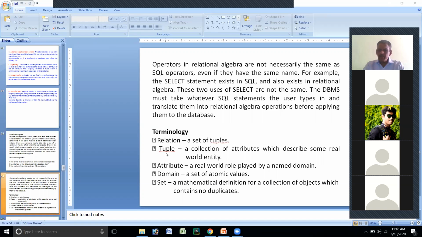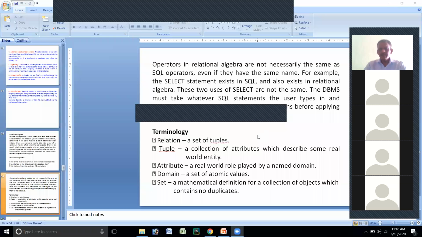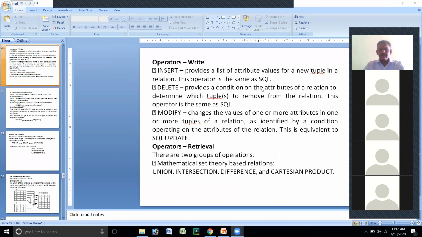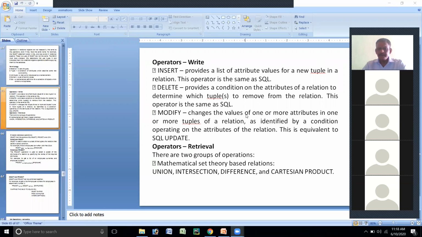Then tuple, a collection of attributes which describes some real world entity. Then next, we move on to relation. A set of tuples is called a relation. Then we'll start learning the operators used in relational algebra.